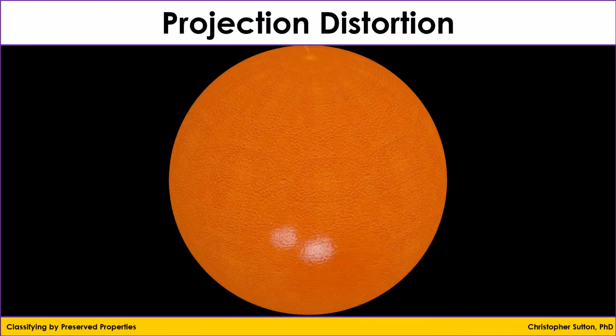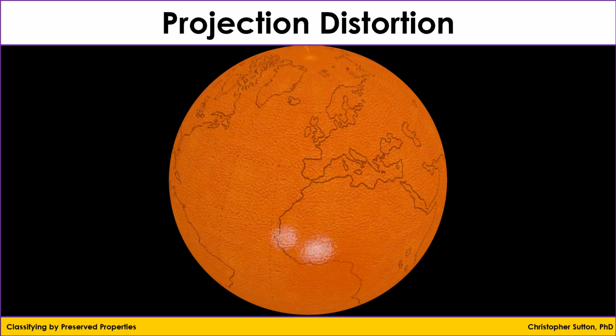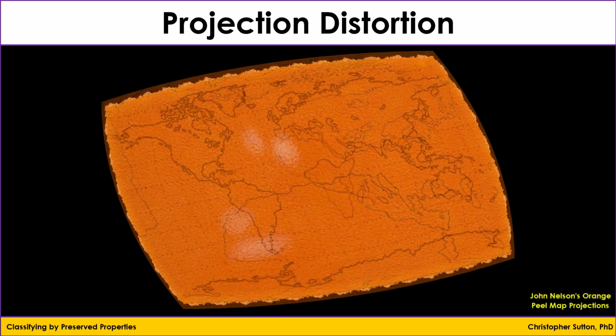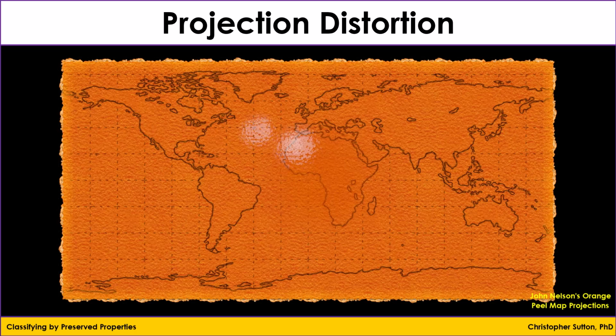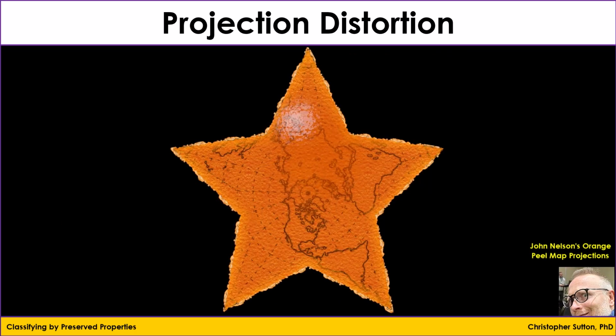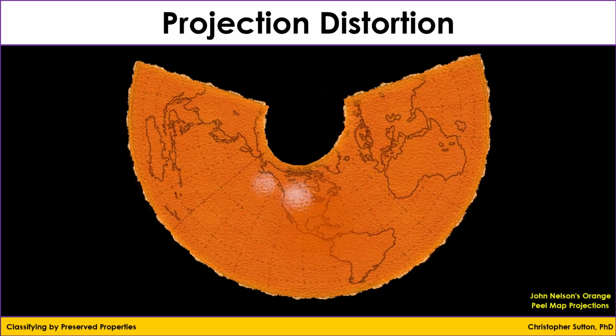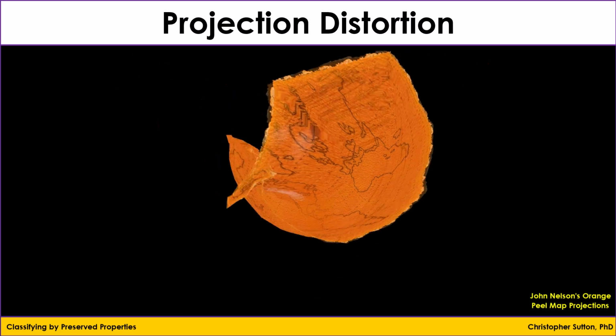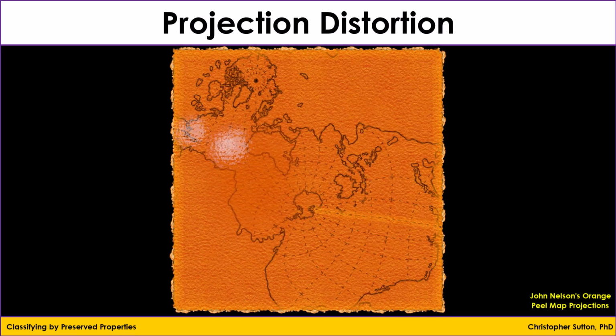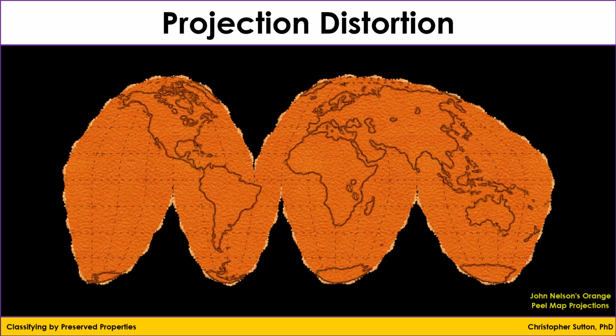In this video, we will discuss classifying map projections based on one of the biggest challenges we have in the map projection process: minimizing distortion. As I mentioned in the previous video, flattening a three-dimensional surface onto a two-dimensional plane results in the alteration of some properties of Earth's surface. There is no way to keep all the three-dimensional properties of Earth's surface intact on a two-dimensional surface.